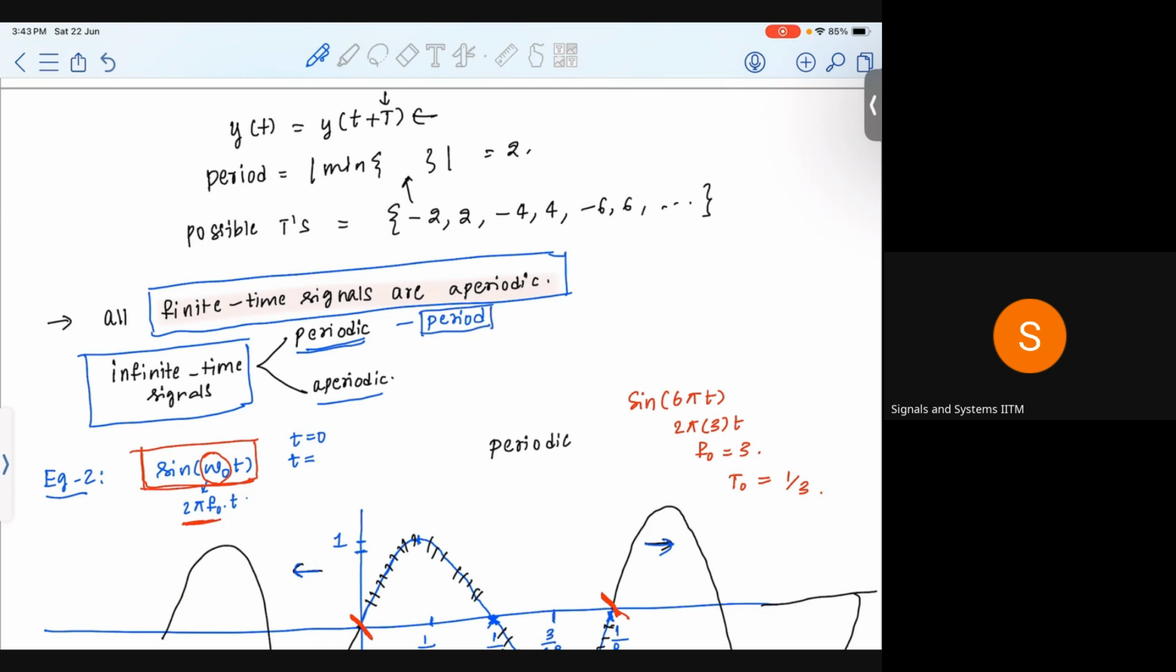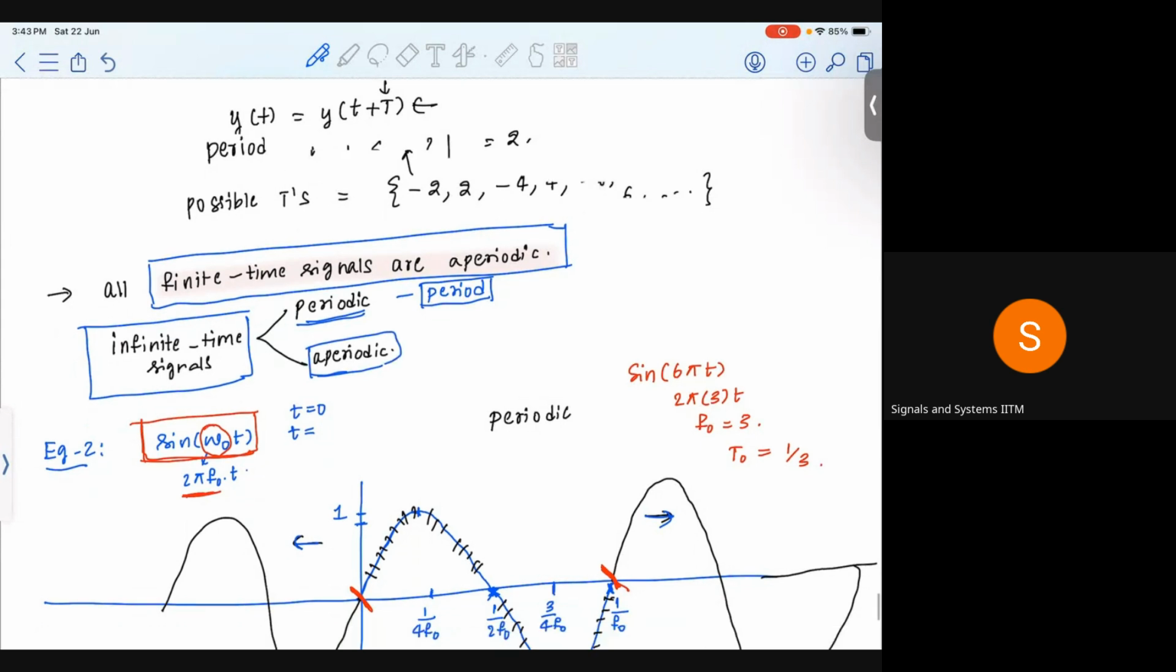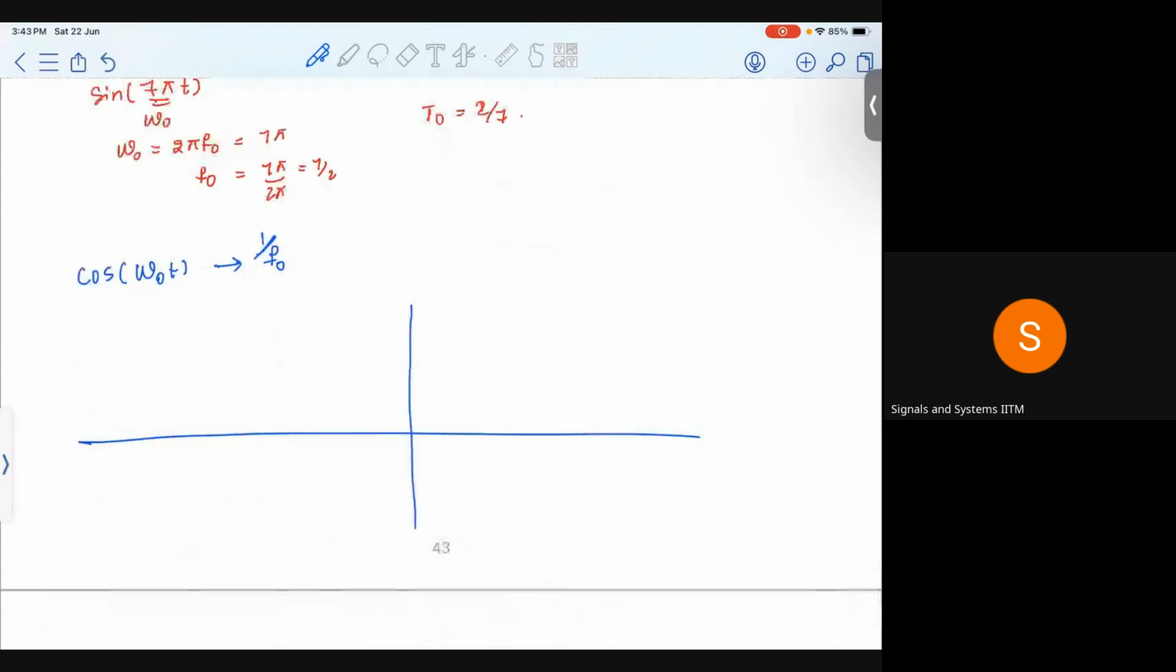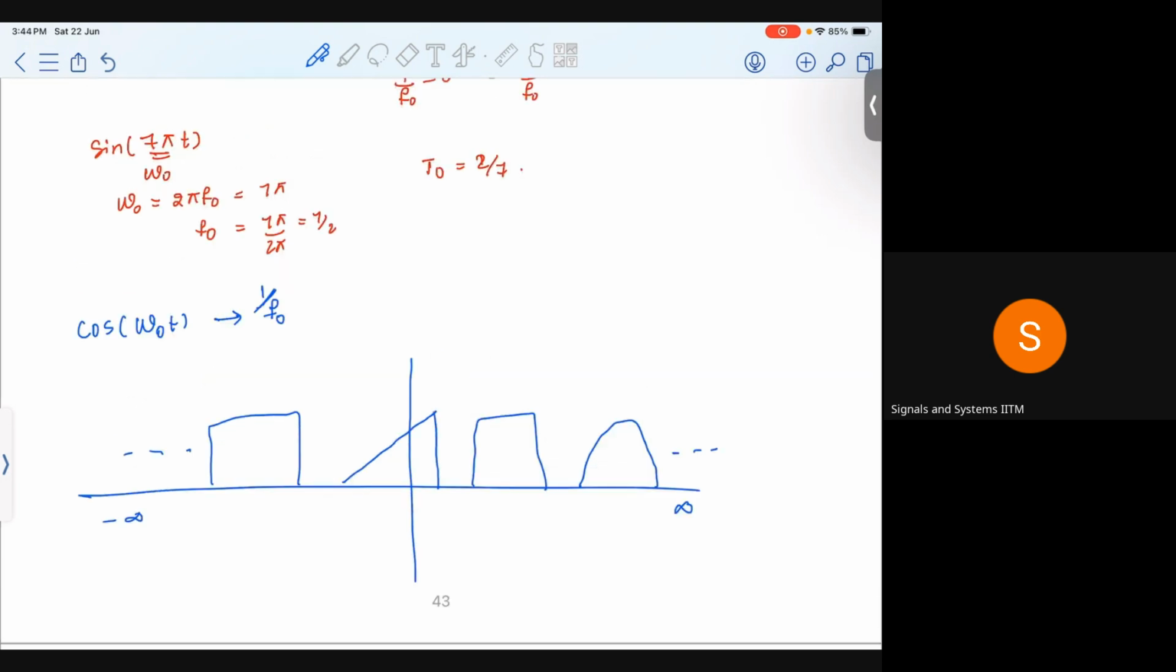So this is all in layman's terms. And even among infinite time signals, there could be signals which are aperiodic, where the signal won't keep repeating. Take some signal like this. Maybe it is this, it is this, and so on. Nowhere on the time axis does the signal keep repeating. It always varies from minus infinity to infinity. Nowhere can the signal be seen as some repeating signal. Such signals are known as infinite time aperiodic signals.